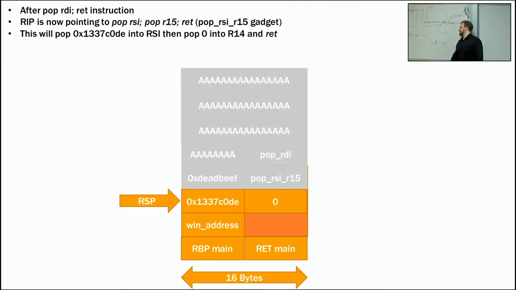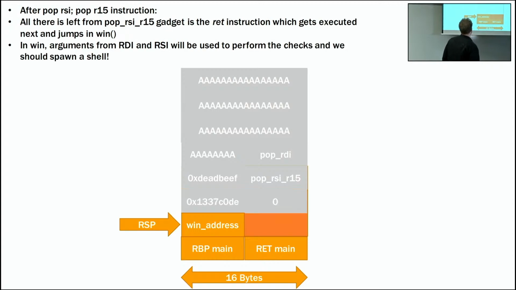Exactly. It's because the only gadget that exists that's popping RSI is also popping R15. So this is dead weight. It just has to be there because there's no other gadget. So we use the gadget that helps us, in this case the pop RSI, but we have to position the stack correctly. So we can't just put the win address right after the leet code, because then the address of win would be in R15 and we'd be returning to an empty address. Okay. And we get a shell. Yes.